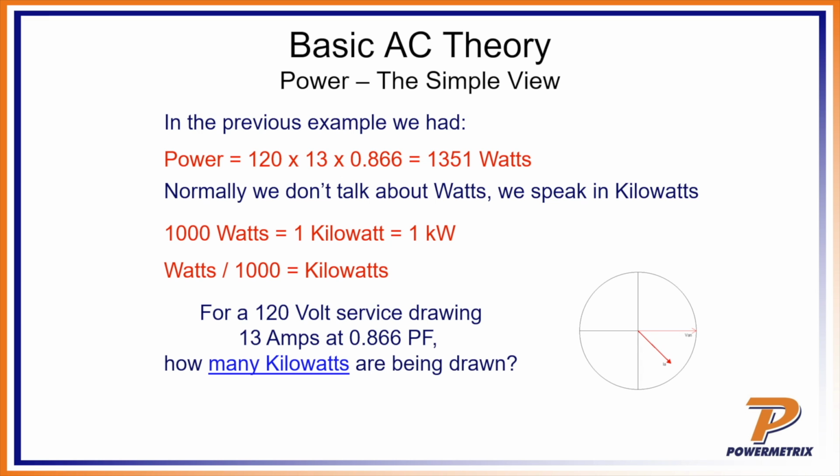So in this case, for 120 volt service, drawing 13 amps at 0.866 power factor, remember that horrible 60-degree angle, now we have how many kilowatts? So we say, okay, it's the 120 times the 13 times the 0.866, all the same. But when I divide by 1,000, I get 1.351 kilowatts. So I have 1,351 watts equates to just 1.351 kilowatts, okay? Which is how we get paid.